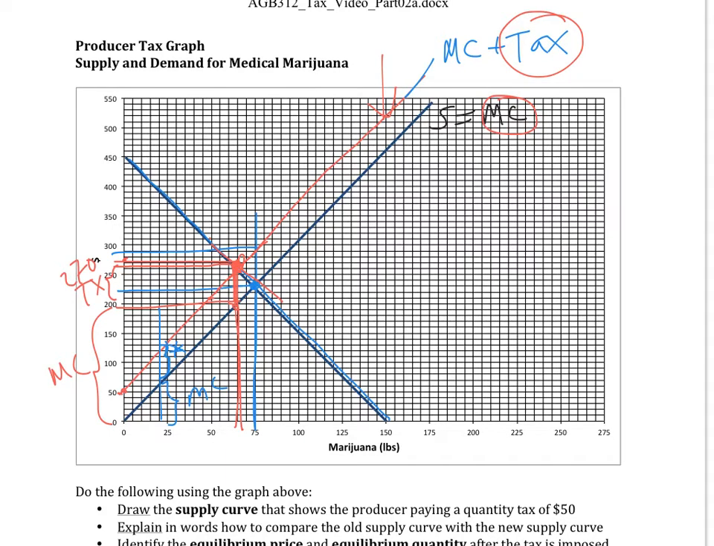Their behaviors are not the same, but there's a wedge between what consumers are paying and what producers are getting back to cover their costs, right? And that wedge is the tax. So again, I've explained in words how to compare the old supply curve with the new supply curve. It's reflecting this tax. It's a parallel shift. We've got a lower equilibrium quantity because of that shift of the supply curve.